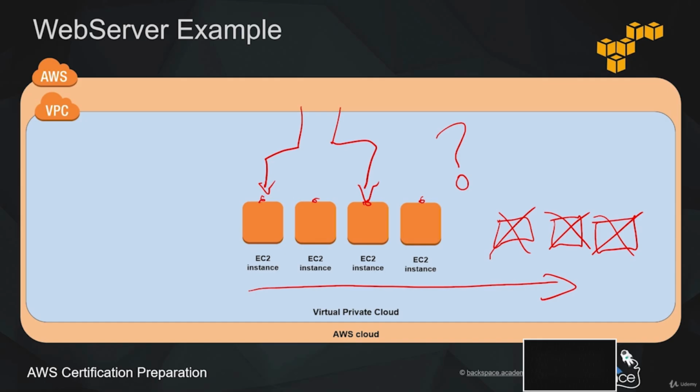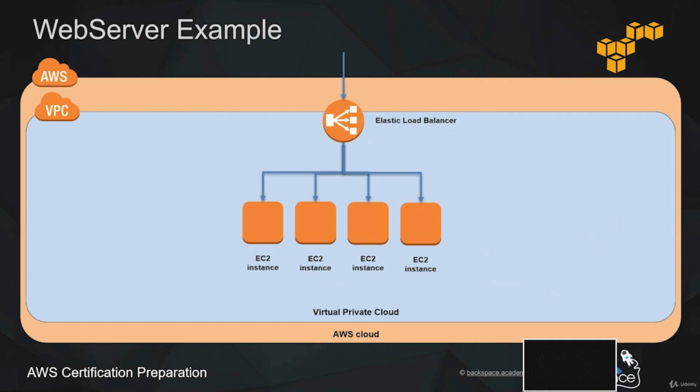So we need a way of having one single endpoint for that web application that our customer can go to, and then having a way of distributing those requests to an EC2 instance that is available. That is where elastic load balancing comes in. It can receive traffic from our end users, and it will distribute that traffic to an EC2 instance that is available. So a request will come in, it will distribute it to an available EC2 instance.